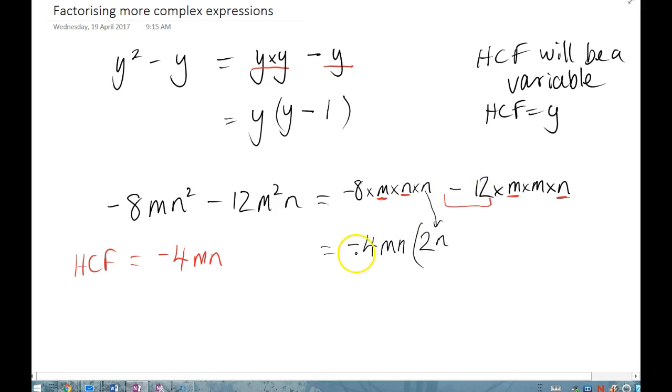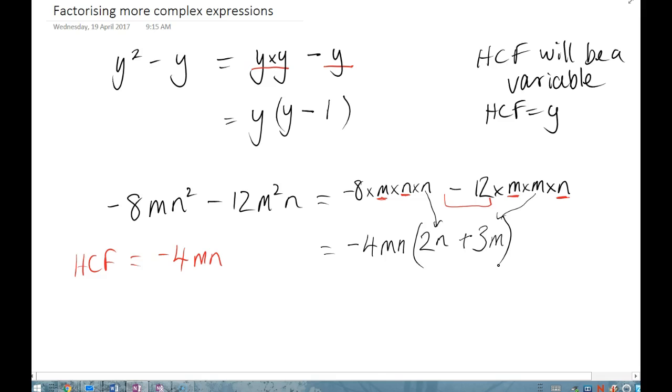Now this is the tricky bit. Negative times what, in terms of signs, gives me negative? A negative times a positive gives me a negative. So if I go a negative times a positive, I'm going to get a negative. And then just think about the number. 4 times what gives me 12? 4 times 3 gives me 12. And then what letter was left here? The m wasn't used, so that goes into this term.